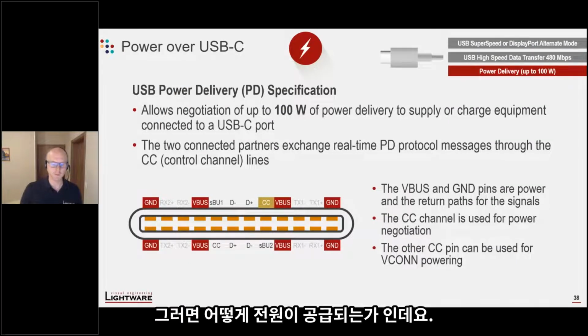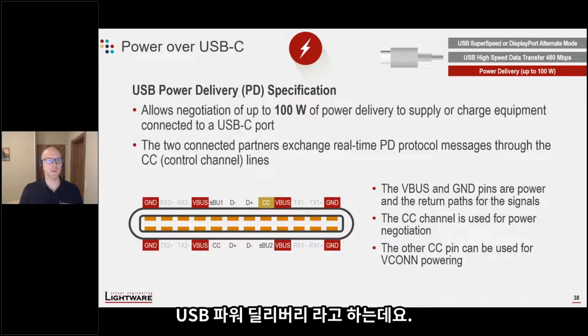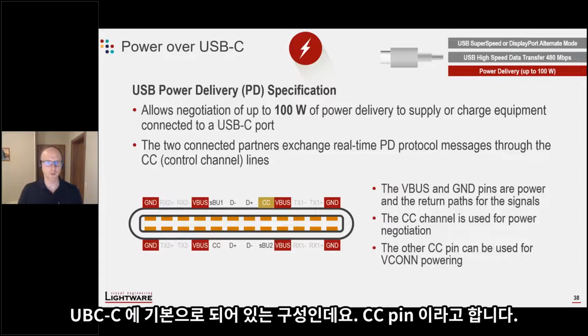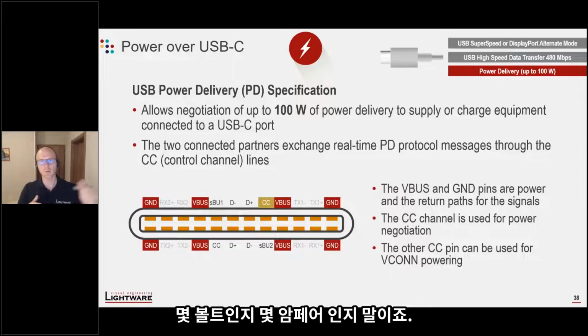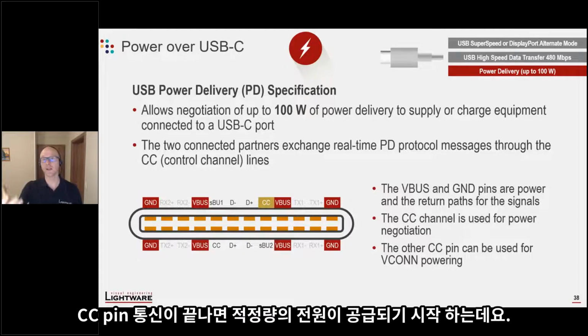How do they communicate? It's called USB power delivery. It's a standard in USB, and they use the CC pin to communicate. So the charger lets the host know how much power it can deliver, what voltage and how many amps it can deliver. And then the computer decides how much voltage and how many amps it wants to get from the charger.